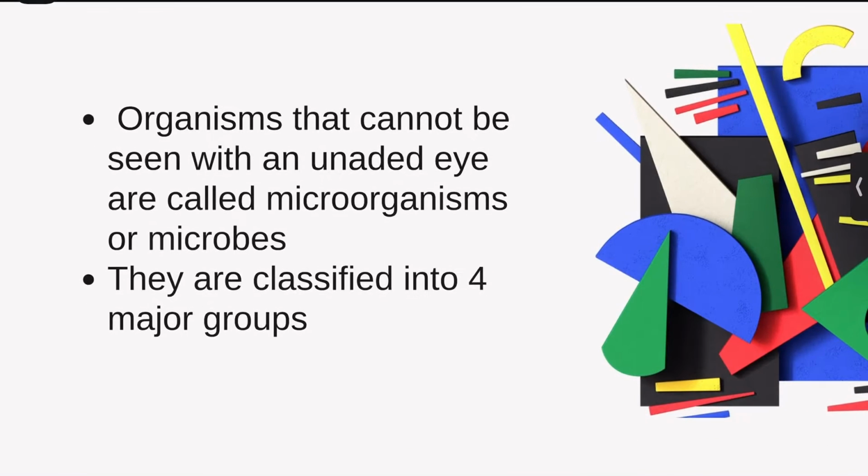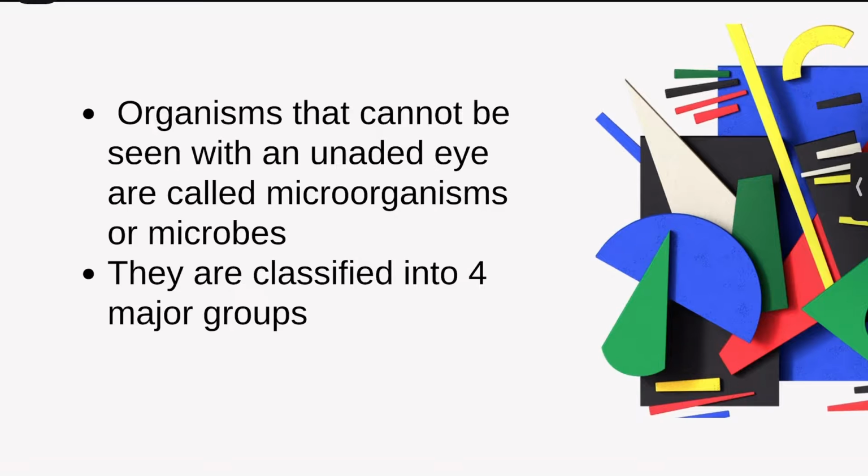Microorganisms. Organisms that cannot be seen with an unaided eye are called microorganisms or microbes. As the name suggests, microorganisms. These organisms can only be seen with a microscope. These microscopic organisms are classified into 4 major groups, but there are actually 5.